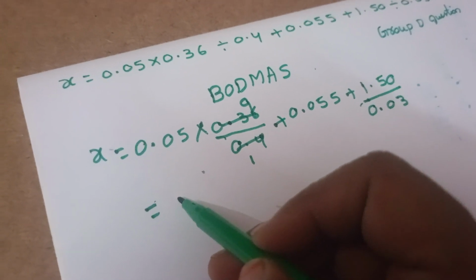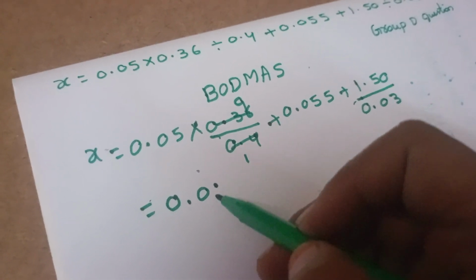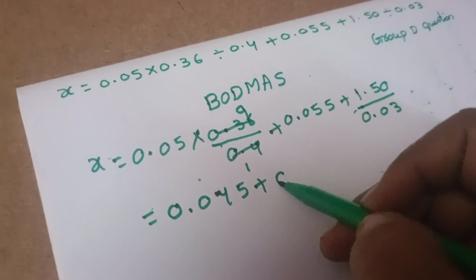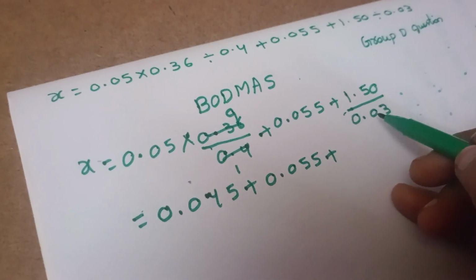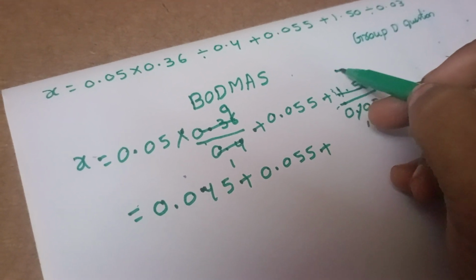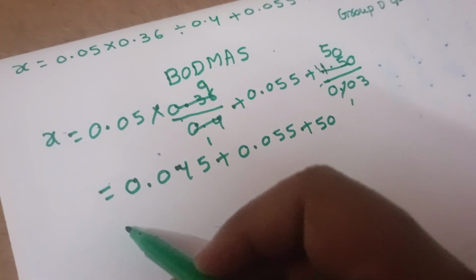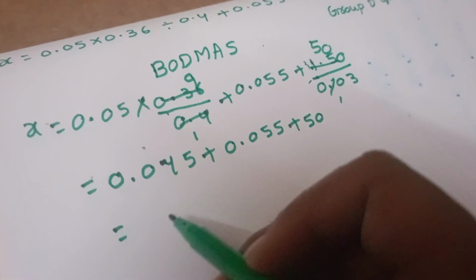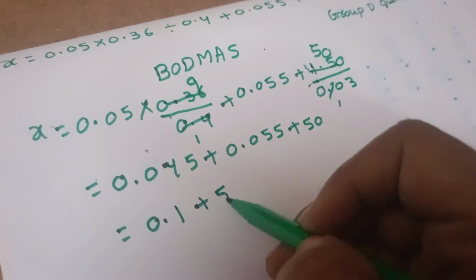0.05 into 9, 5 9s are 45, so 0.045 plus 0.055 plus 1.50 by 0.03. 1 zero zero, this is 50. Okay, so 0.045 plus 0.055, and we are getting 0.1 plus 50.